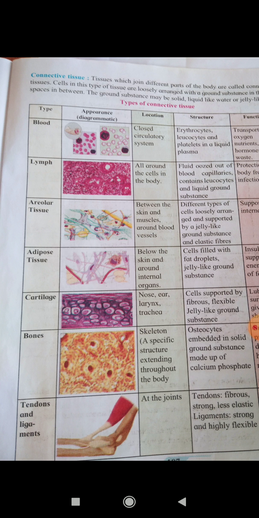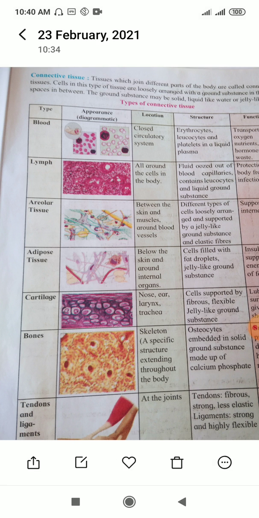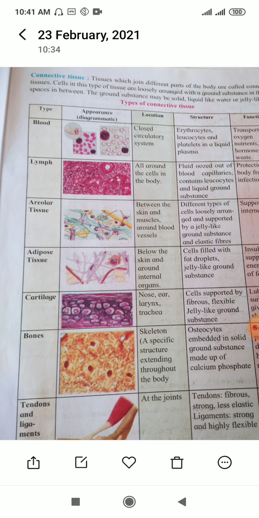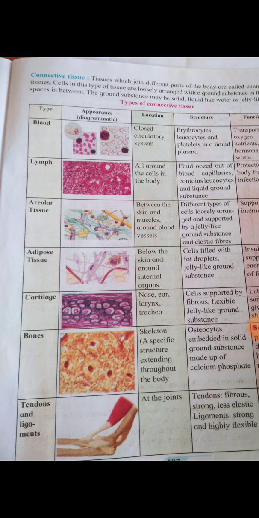Structure: erythrocytes, leukocytes, and platelets in the liquid plasma. See, in the blood the plasma is there, and in that this type of tissue is present. Then function: transport of oxygen, nutrients, hormones and waste. We know that the circulatory system circulates the different types of minerals and materials which are useful to the body, and blood is most important to all of our body, and that's why oxygen, nutrients and hormones are transported by it.